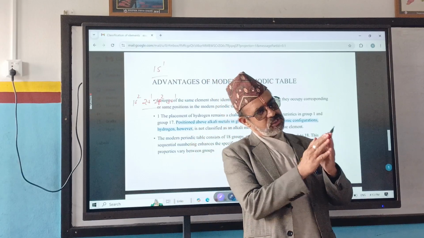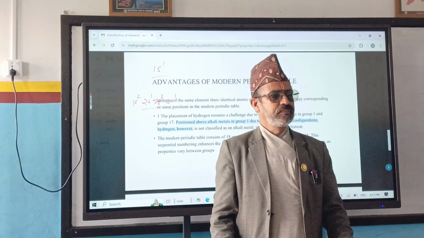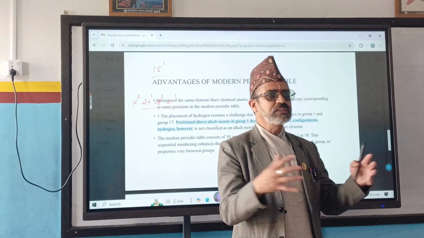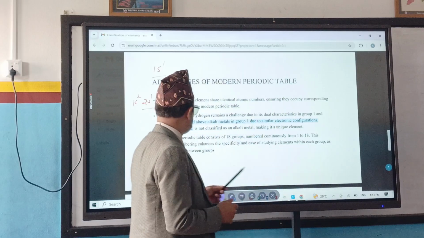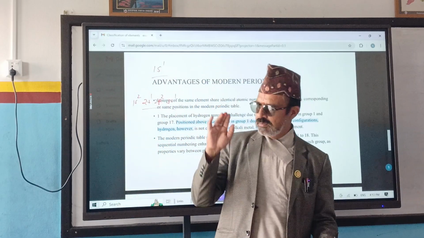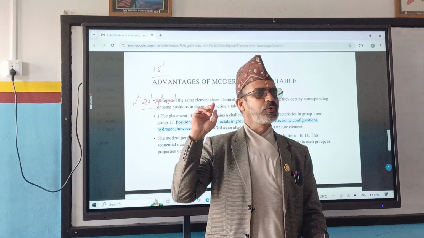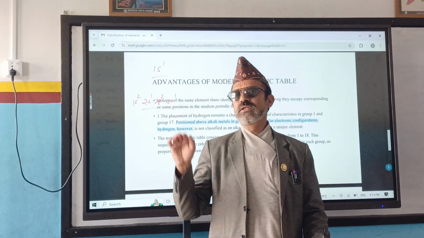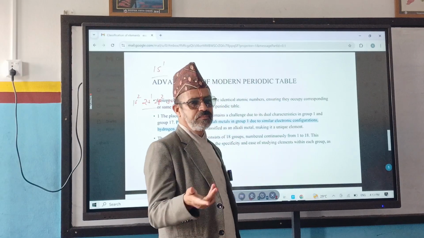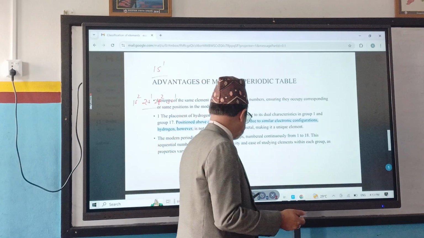How are the electrons distributed in an atom? Whether they are found at the same place or different places, that will be discussed later on. So even though hydrogen is a non-metal, it is kept in the group of metals because its electronic configuration is similar to metals. It also can lose an electron and become positively charged.